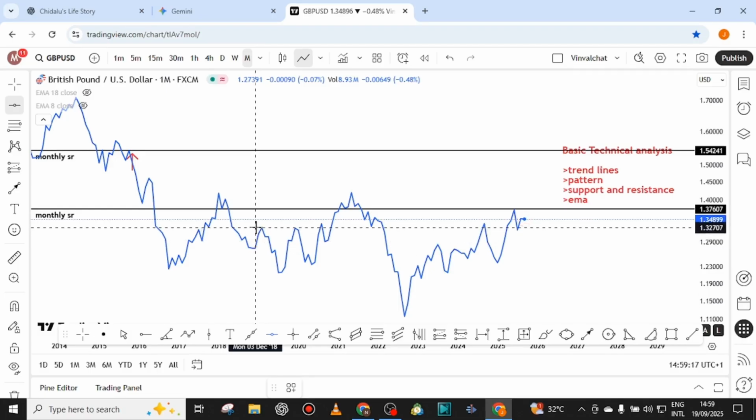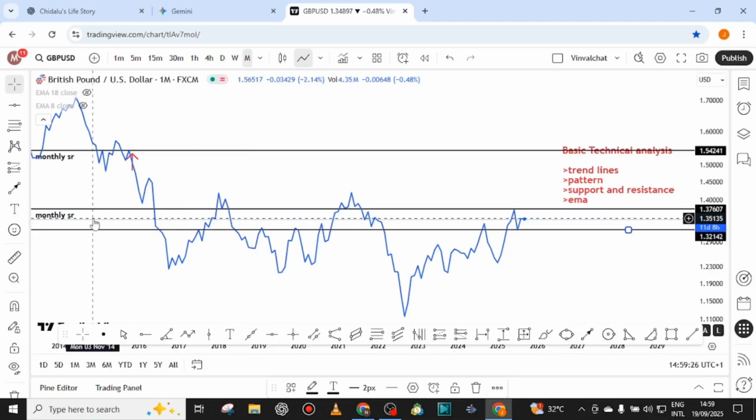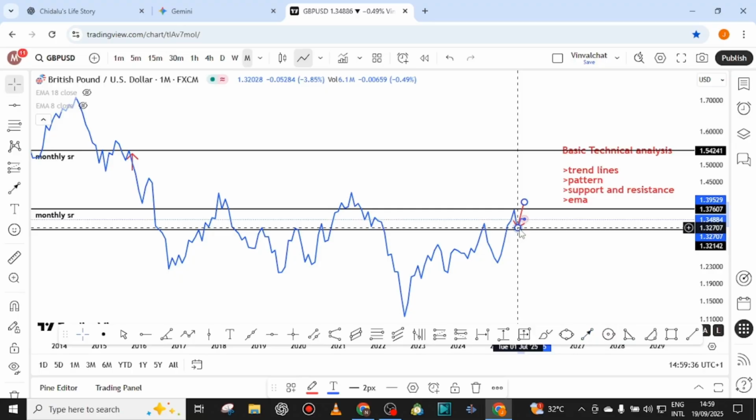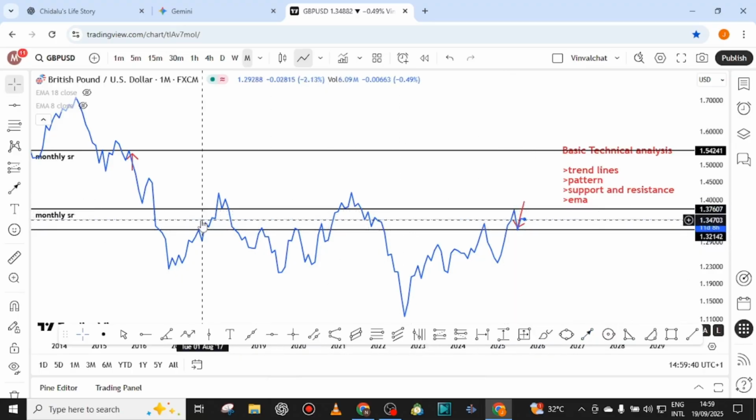So look at this particular point. You can pause the video and check if you observe two touch rules. You can see there's a touch here, current price. There's a touch here, and as well there's a touch here.